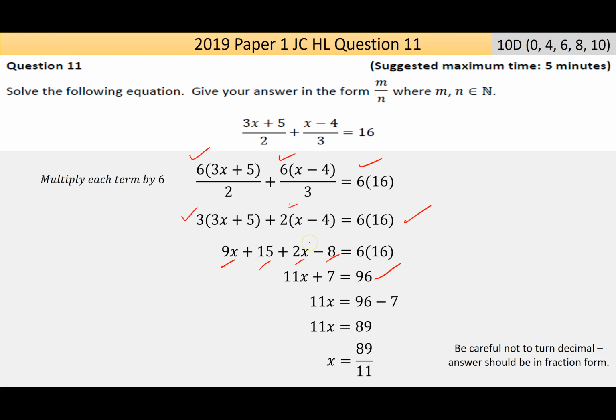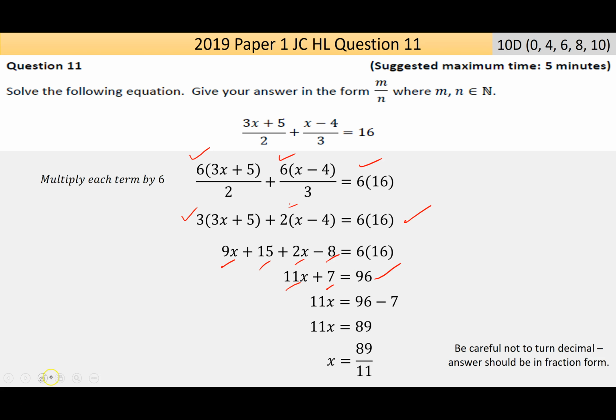So if I go left to right, I can add my like terms. 9x and 2x are 9 apples and 2 apples, which is 11 apples. I know it sounds silly, but it's good to put it into something real. 15 take away 8 is 7. Now I can just finish off using algebra.